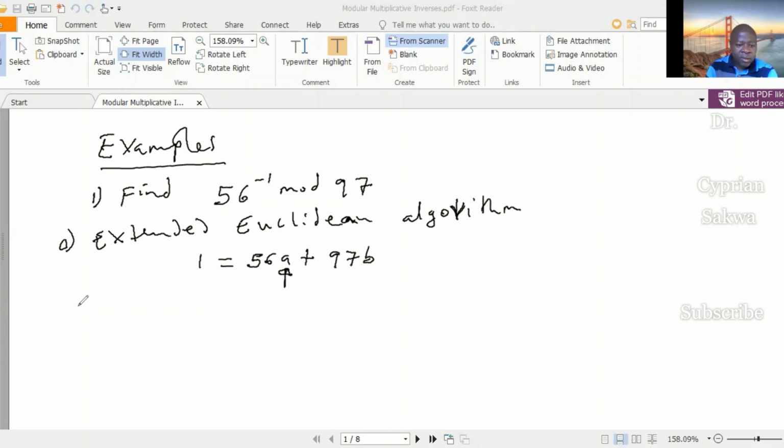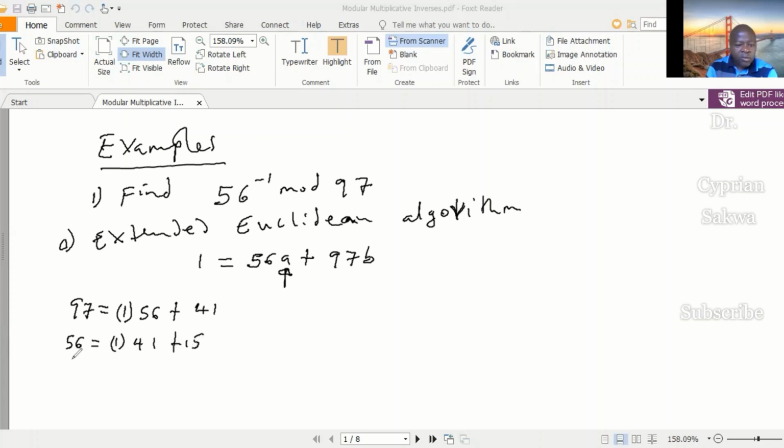So let's just do long division. We're asking ourselves, 56 goes into 97 how many times? And we find that 56 goes there once. And just subtract 56 from 97 and you find that the remainder will be 41. And then you ask yourself, 41 goes into 56 how many times? 41, of course, will go there once. And the remainder will be 15. You just divide 56 by 41 and then see what the remainder is.